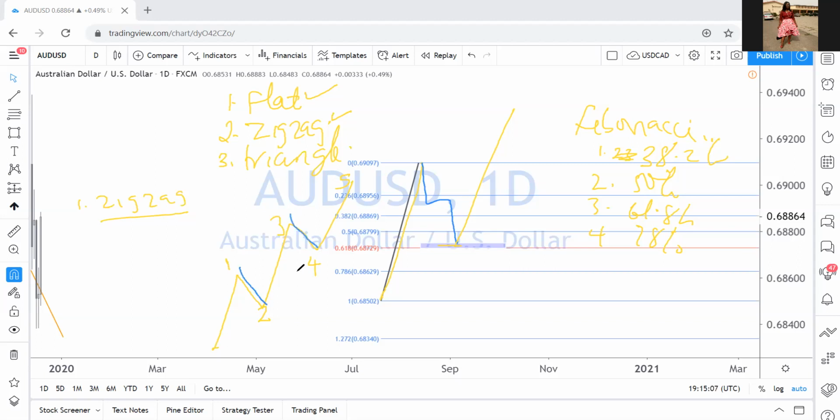All right, and wave 2 and wave 4 are the only waves within an impulse where you can have a corrective structure. And what are those corrective structures that you can find there? It's either a flat, a zigzag, or a triangle. We have discussed flat before. Today we are now looking at a zigzag.